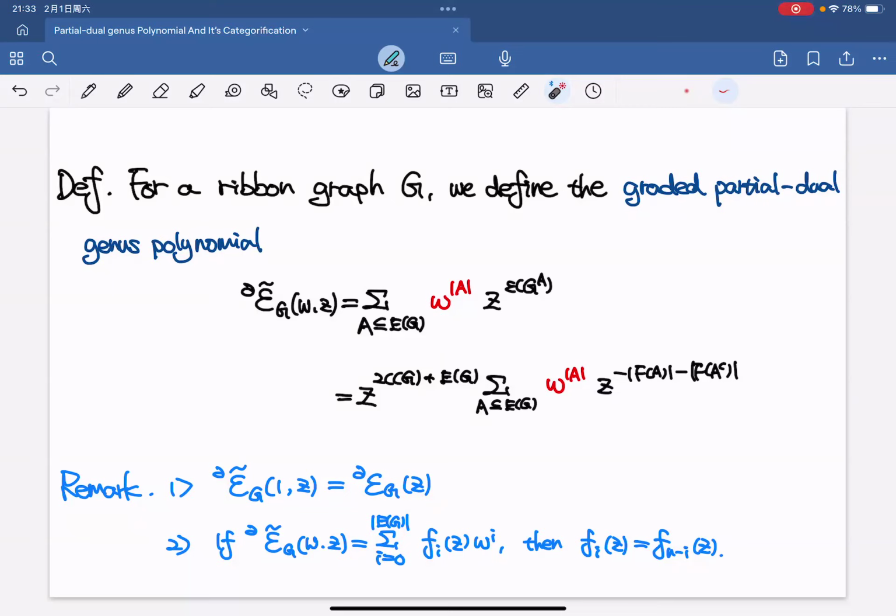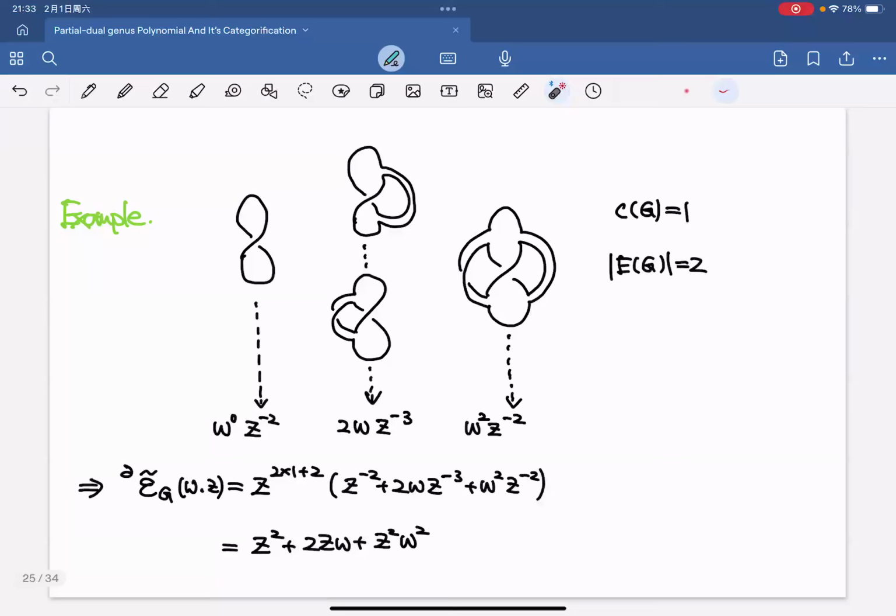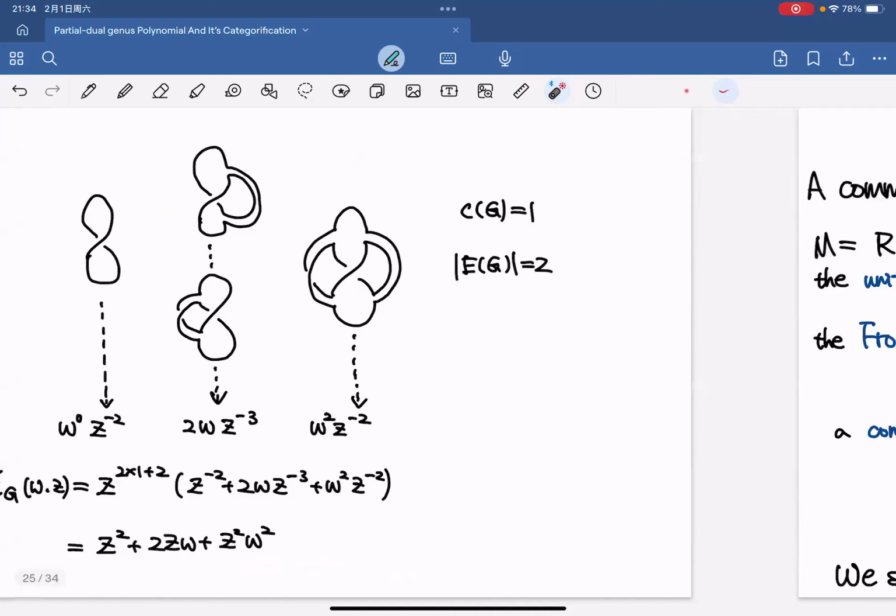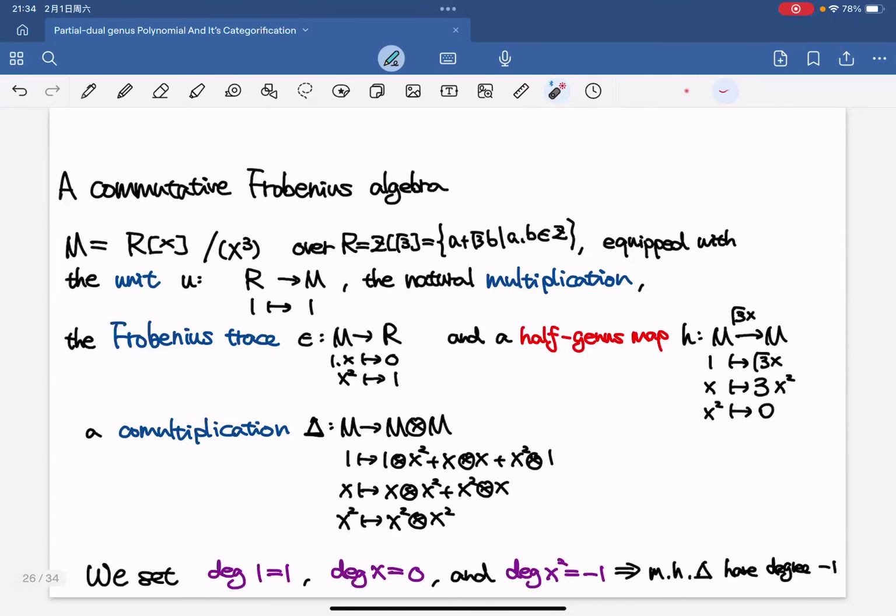Okay. Next, I will show you what we want to do. This is just the same example, and I show you how to calculate this graded partial dual genus polynomial. The result is here. And if we take w to be 1, then we get the original partial dual genus polynomial. Okay. Here is the main idea of the categorification.